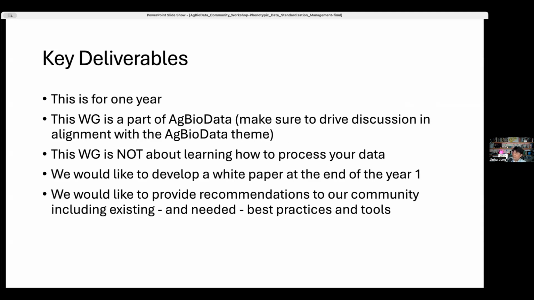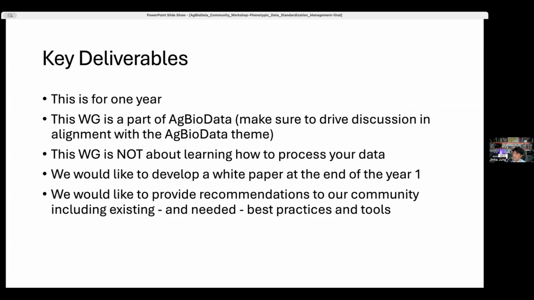These are the key deliverables that we'd like to make by the end of year one, because this is going to be for only 1 year. This working group is a part of the AgBioData consortium, so whatever discussions or deliverables we produce should be aligned with the interests of the AgBioData theme as well.